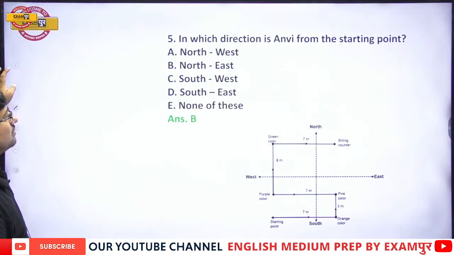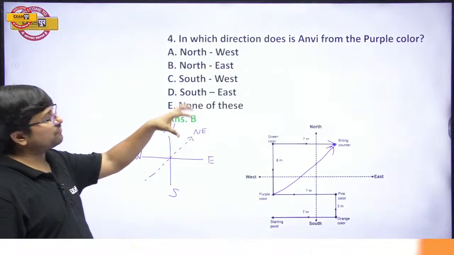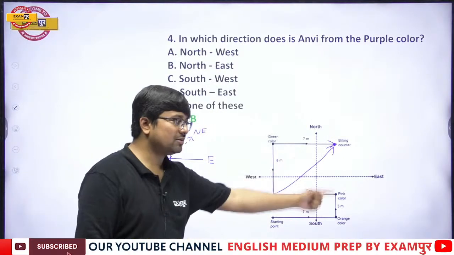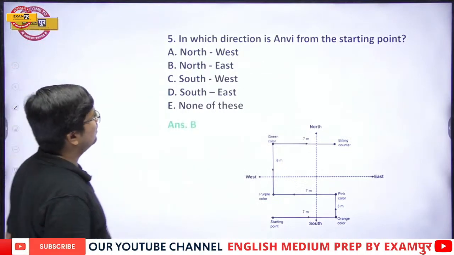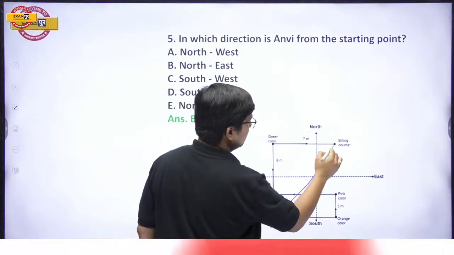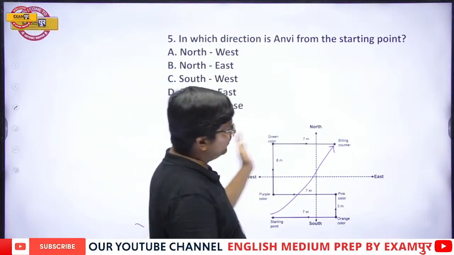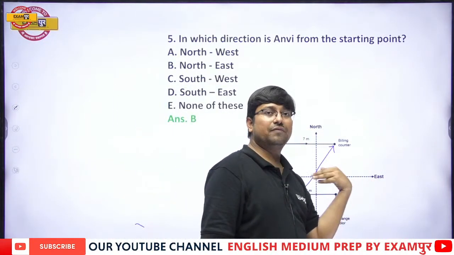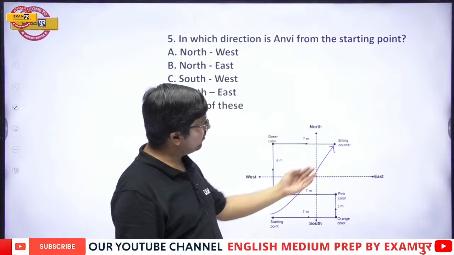Next. Now it is asking, okay, in which direction is Anvi from the starting point? Okay, that we have done. See, my dear students, both are different. In which direction is Anvi from the purple color? Northeast. In which direction is Anvi from the starting point? Again, northeast. Okay. See, in which direction is Anvi moving? Anvi is moving towards east. But from the starting point, she is in the northeast.